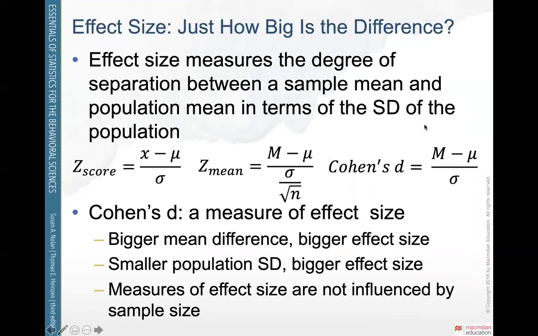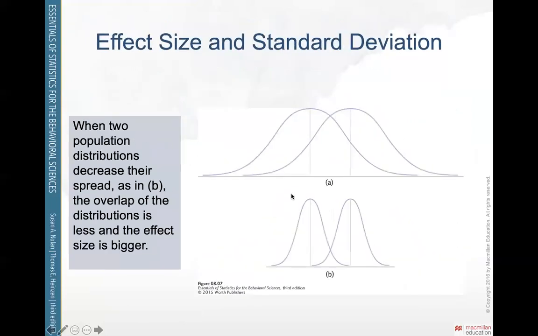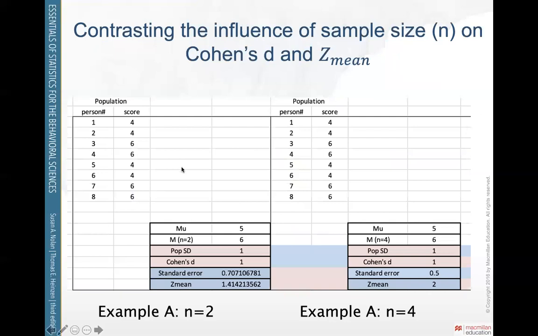How does increasing the sample size of our M influence Cohen's d? The claim which was made in the book, and that I've made on this slide, is that with z mean, when you have a big sample size, it causes the standard error to get smaller, which causes this thing to get bigger. And Cohen's d, when you have a big sample size, because there is no n in the denominator, has no influence at all. Sample size does not influence measures of effect size. So this is the evidence for that.